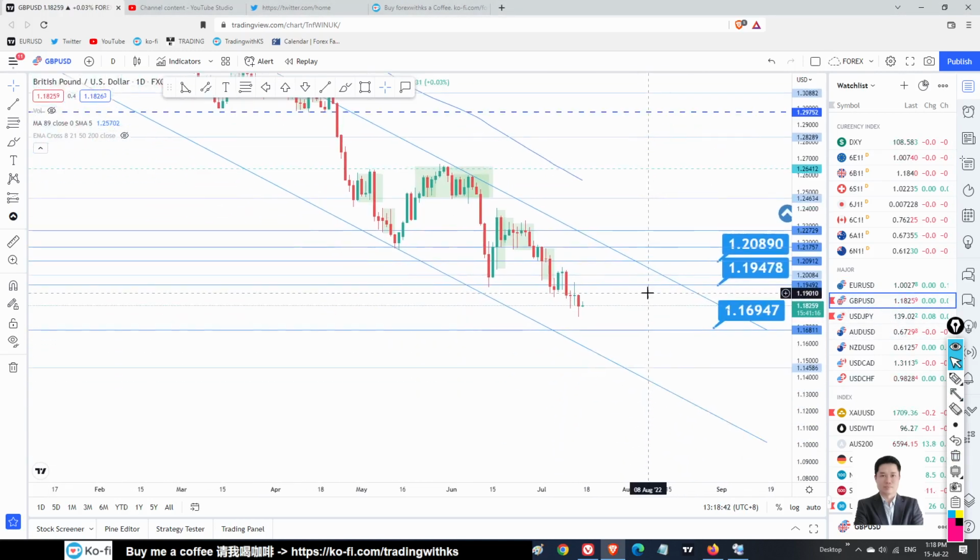Pound USD, okay, pound USD probably wants to go down. There is some support over here, but the higher probability is for it to continue to go down. Slight retracement, I think this is going down.